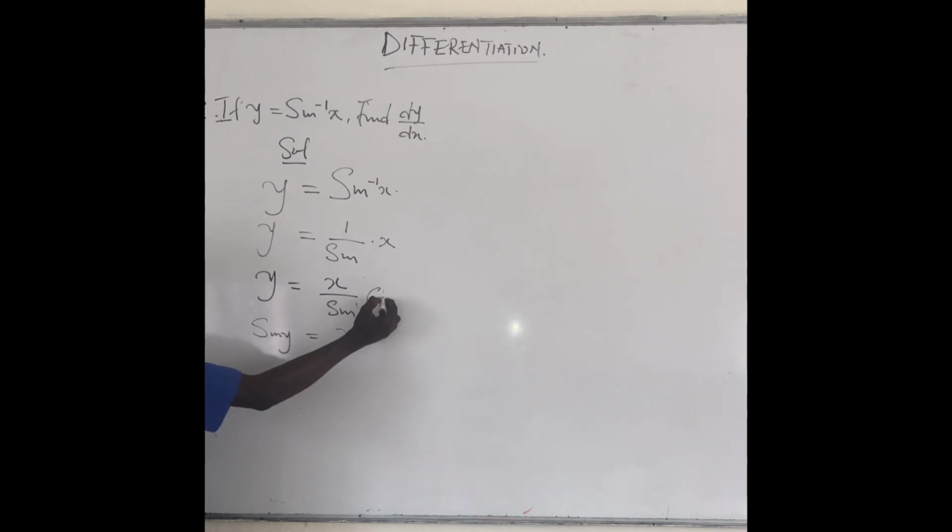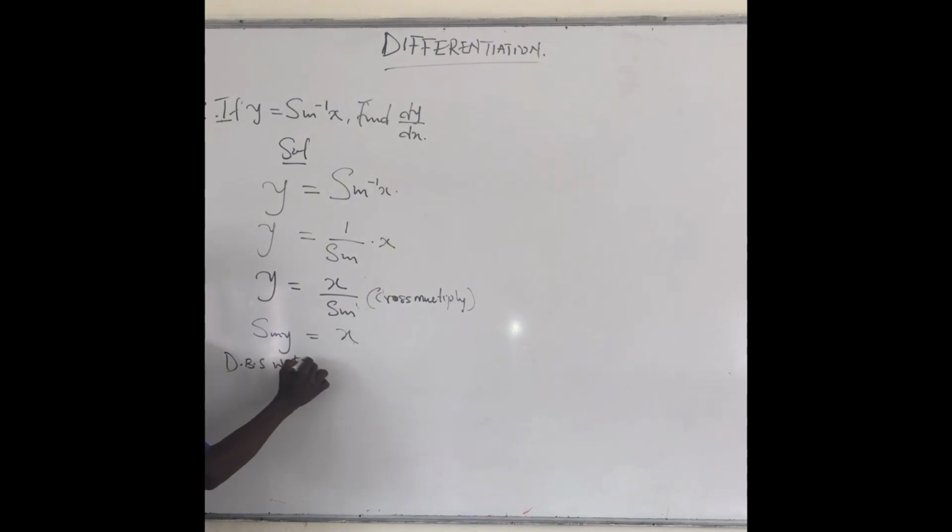Are you listening? Let me write it. Cross multiply. So now you cross multiply, and you have something like this. What are you going to do? You differentiate both sides. What I mean by that is, differentiate both sides with respect to x.